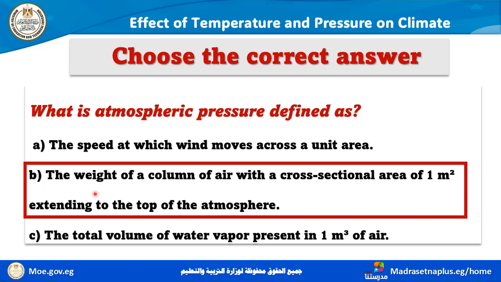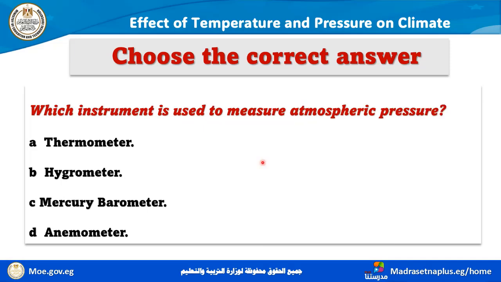Atmospheric pressure is the weight of an air column with a cross-sectional area of 1 meter square extending to the top of the atmosphere. Choose the correct answer. Which instrument is used to measure atmospheric pressure? A. Thermometer. B. Hygrometer. C. Mercury barometer. D. Anemometer. Our device that is used to measure atmospheric pressure is, of course, the mercury barometer.